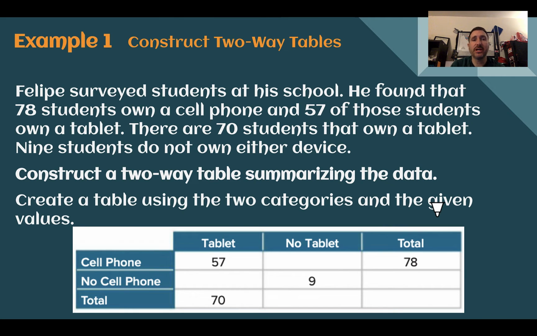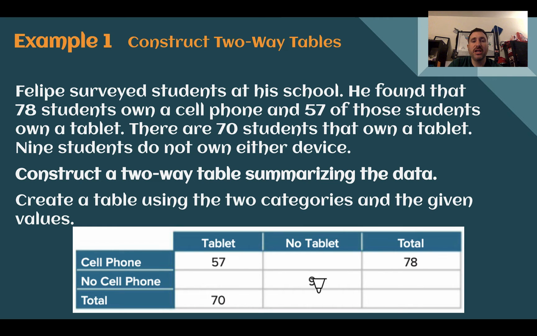Example 1. Construct two-way tables. Felipe surveyed students at his school. He found that 78 students own a cell phone and 57 of those students own a tablet. There are 70 students that own a tablet. 9 students do not own either device. Construct a two-way table summarizing the data. So first, let's create a table using the two categories and the given values.